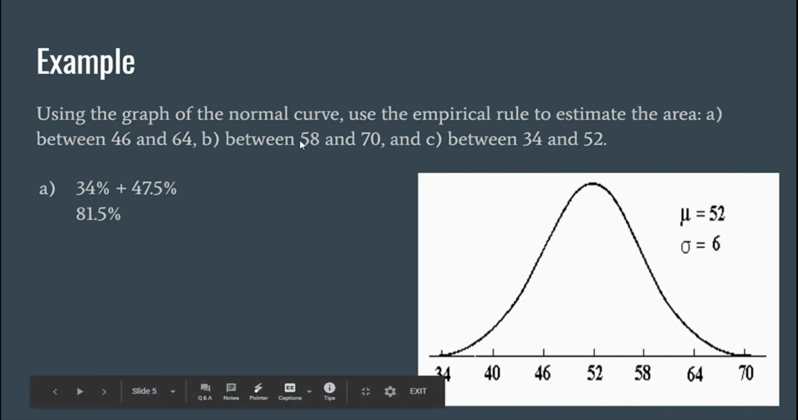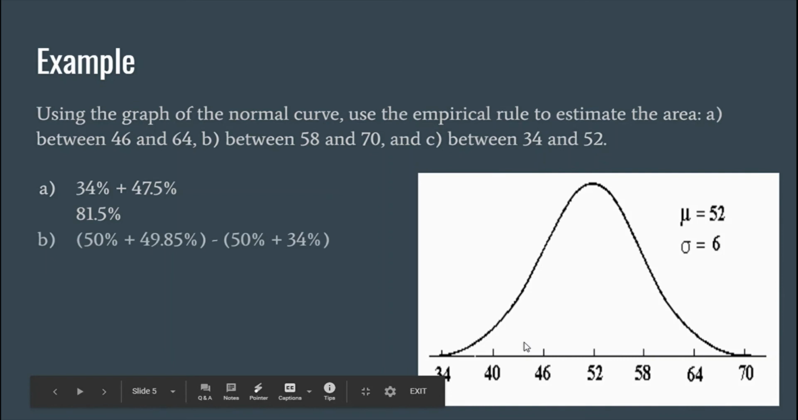Now 58 here is within 1 standard deviation. Again, we want to find this whole area here, because we're going to subtract the whole area all the way up to 70 by the whole area all the way up to 58, so we get just the portion between 58 and 70. We're going to take half of 68, which is this portion here, because we only want this half, and add it to this whole half here, the 50%.